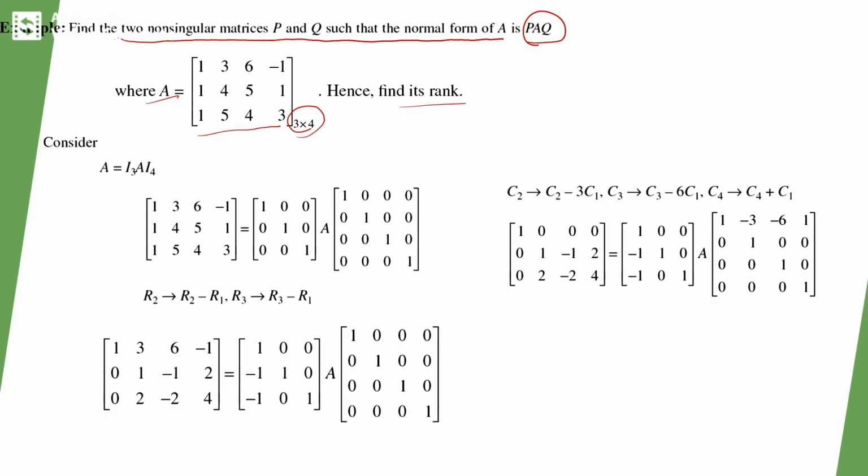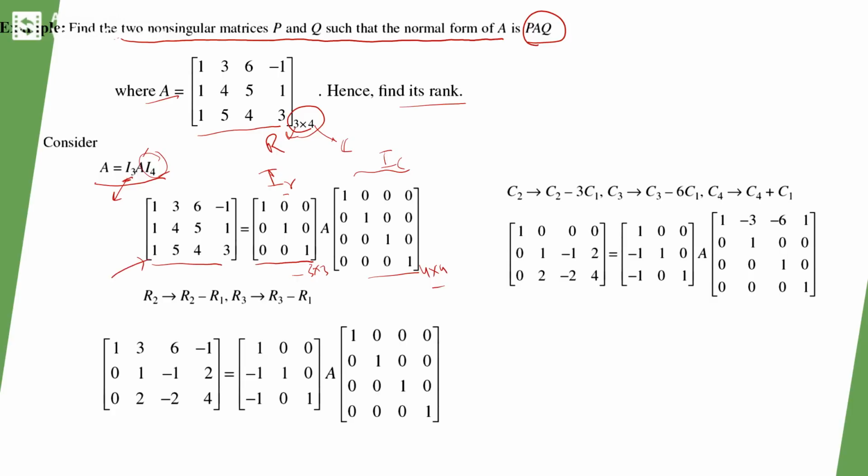So what we do here, we know the number of row is 3, and number of column is 4. So we just write A is equal to I3 A I4. Here I3 is an identity matrix of order 3. This is IR. And I4 is an identity matrix of order 4. This is IC. So we write the matrix equal to the IR, that is order 3, and IC, order 4. So now we convert that matrix into the normal form.